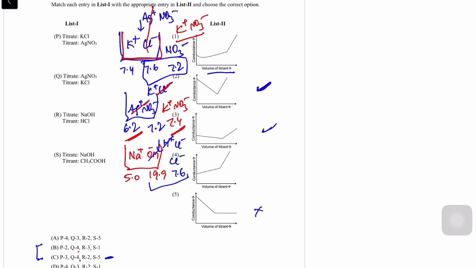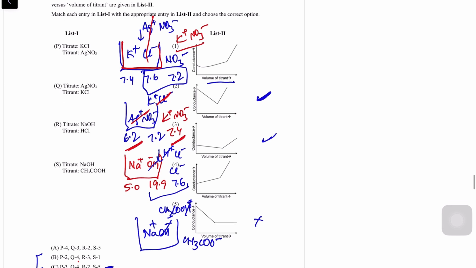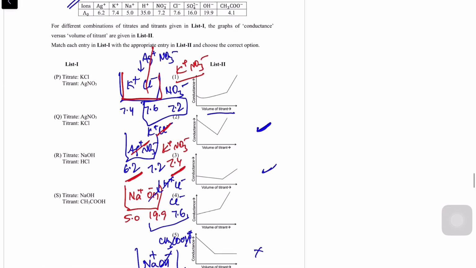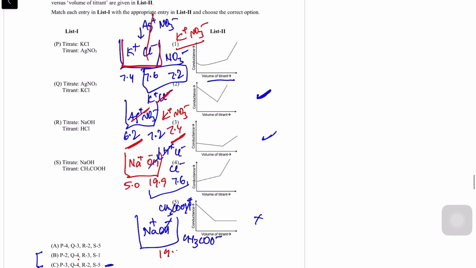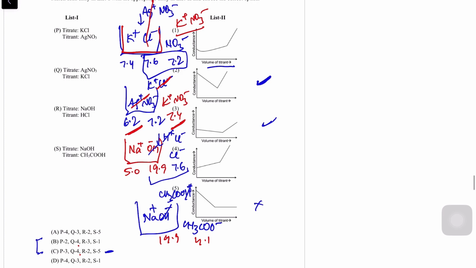In S, the titrate is again NaOH. Conductance is due to Na plus and OH minus. When you add acetic acid, again H plus neutralizes OH minus and OH minus is replaced by acetate ion. Looking at the conductance values, Na plus has no change, so we don't need to see. Hydroxide is 19.9 and acetate is 4.1, a large decrease in the conductivity. So the conductance will decrease.